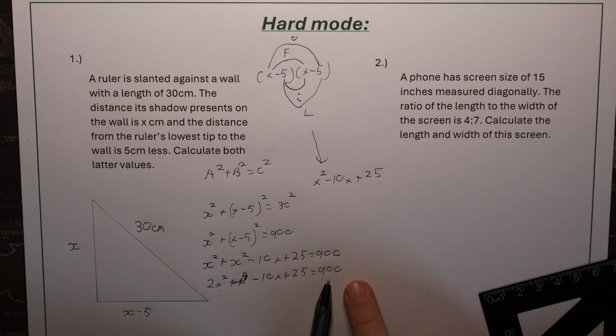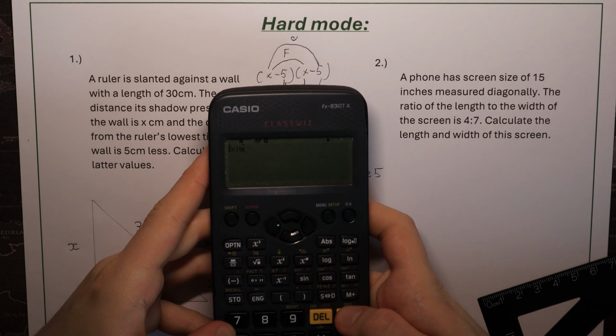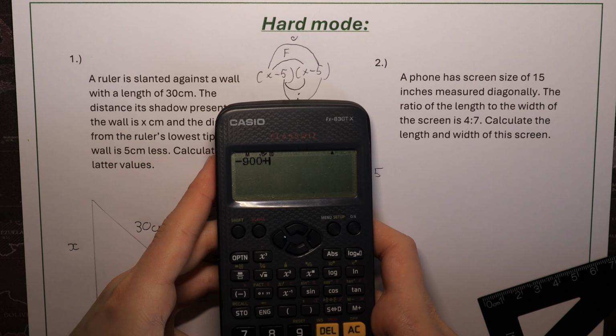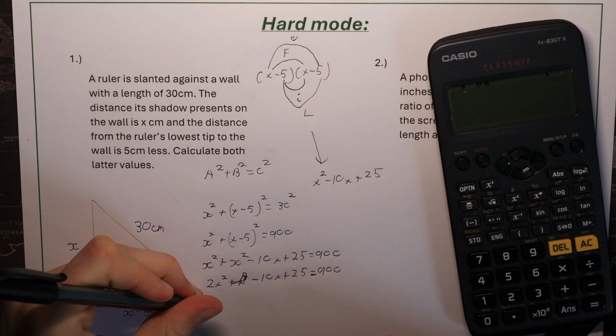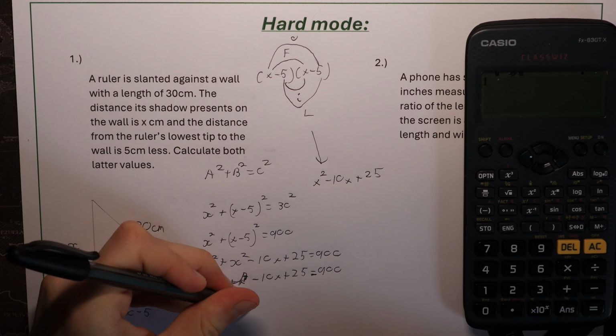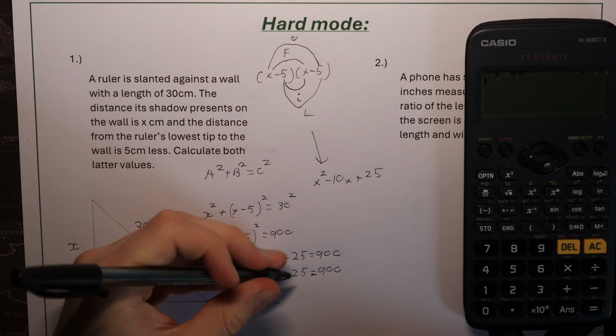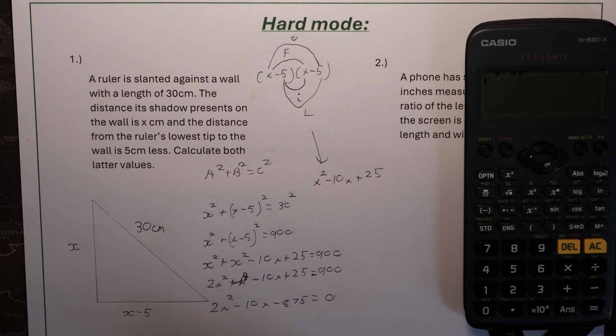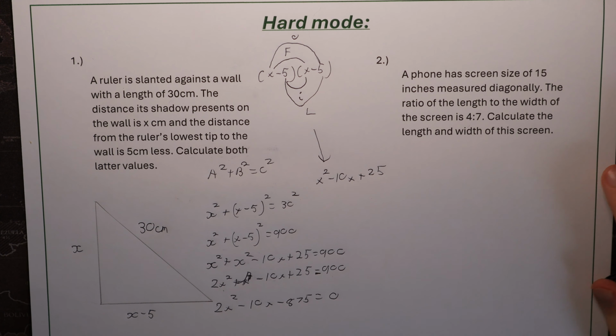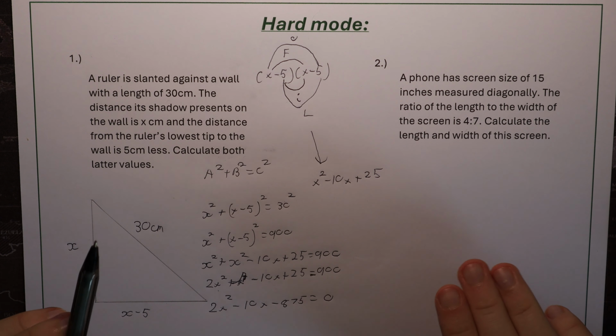We need to take this to the other side, passing again our magical equal sign, therefore making this a minus 900. So with our calculator, we get minus 900 plus 25, which is minus 875. So we get 2x squared minus 10x minus 875 equals 0. Now we need to do the quadratic formula to this. Now how do we do that? Well, you need to learn this.